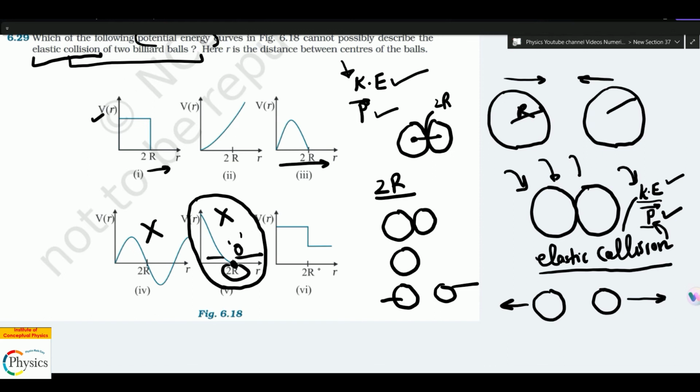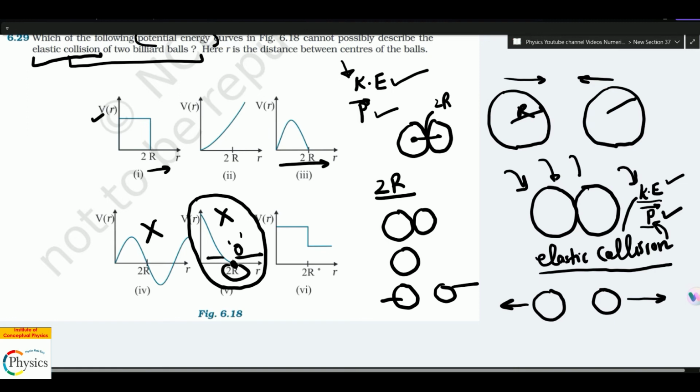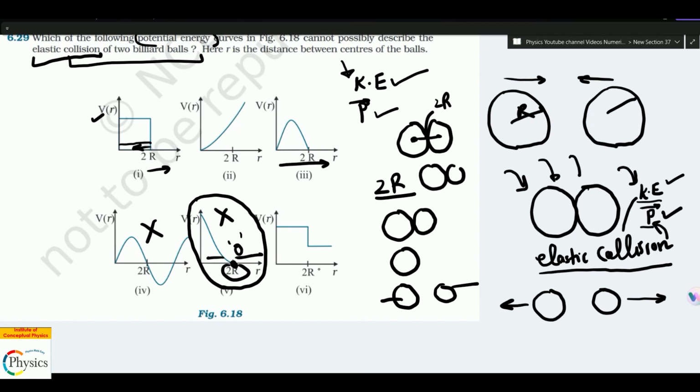This is a sine graph. This shows that potential energy remains constant even when the distance goes below 2R. I don't know what happens with two elastically colliding balls. Do they merge into each other?